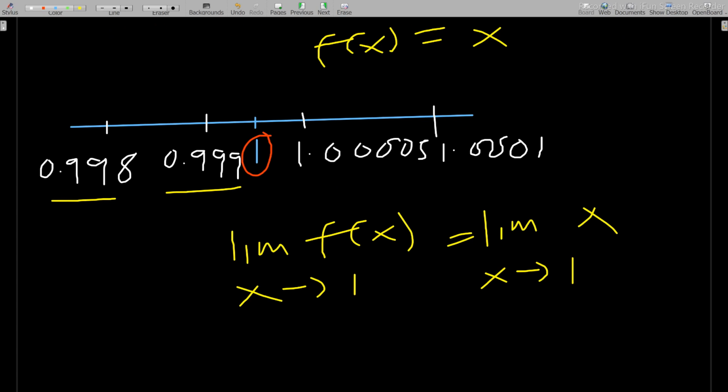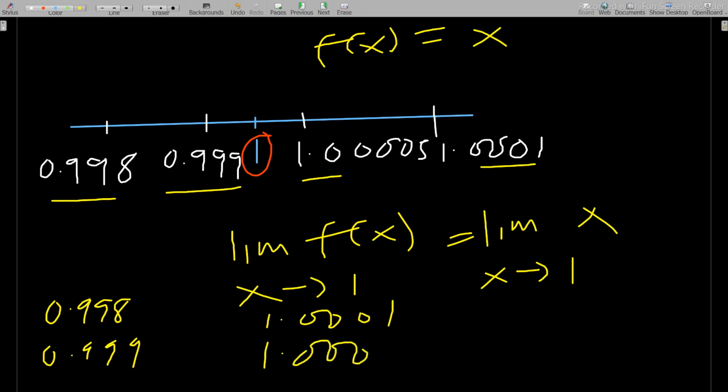If this limit should exist, we consider the values from the left of 1 and plug them in. When you plug in 0.998, we get 0.998, since f of x is equal to x. When you plug in 0.99, you get 0.99. Then you go to the right of 1 and plug those values in. The first one gives us 1.00001, the next gives us 1.00005. You could see that when we round all these values, they are all equal to 1, so approximately they are all getting to 1.